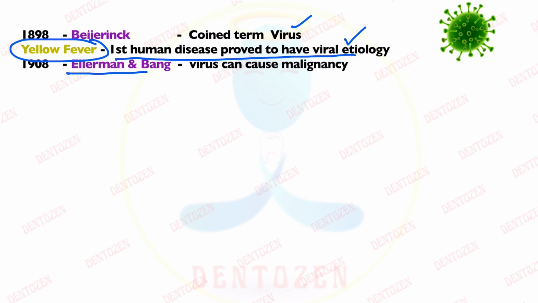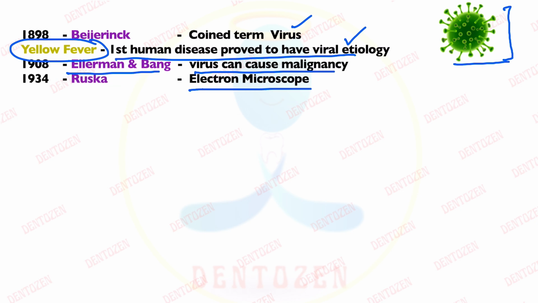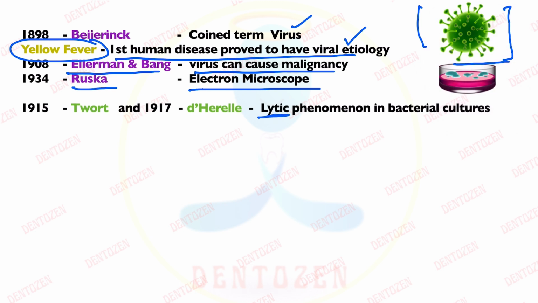So Ellermann and Bang were the first to put forth this concept that virus can cause malignancy. So definitive study of these viruses was made possible only with the introduction of electron microscope by Ruska, because they were too small to be seen with light microscope. Now these viruses showed a phenomenon, that is they caused the lysis, breakdown of the bacterial cultures. They attacked the bacteria. So this lytic phenomenon in bacterial cultures was observed by Twort and d'Herelle.